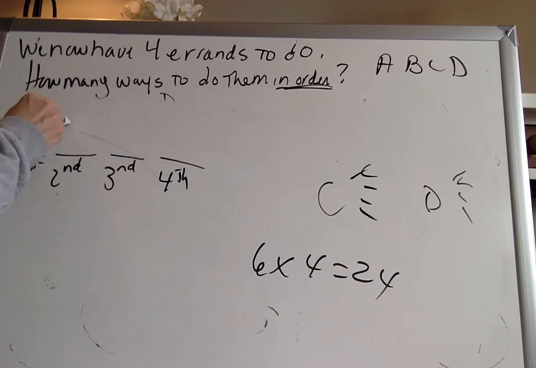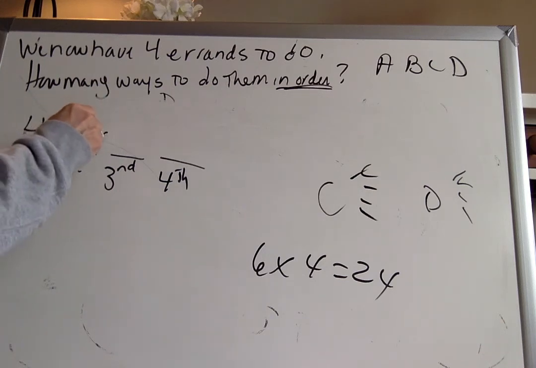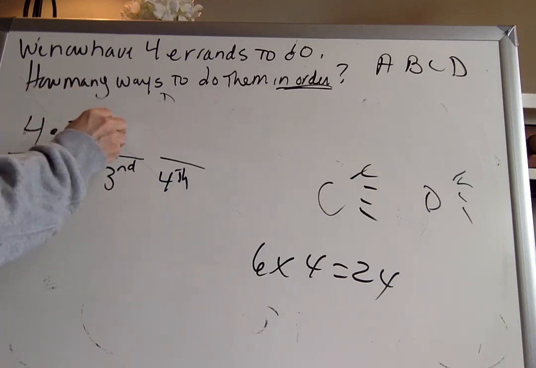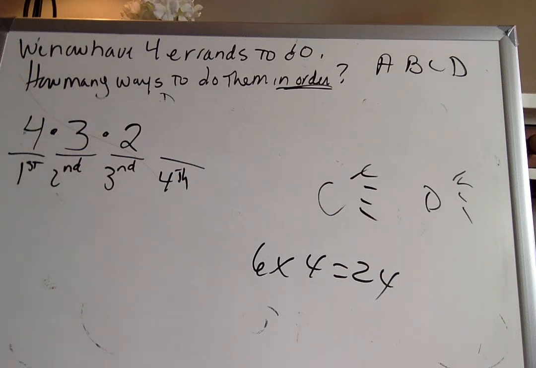There's only 3 more stores I could pick to do next because I'm not going to go to the same store twice. By the time I get to my 3rd chore, I only have 2 more stores I could choose to do times 1. This is 4 factorial. In case you haven't seen the factorial sign lately, the definition of factorial is multiplication all the way down.